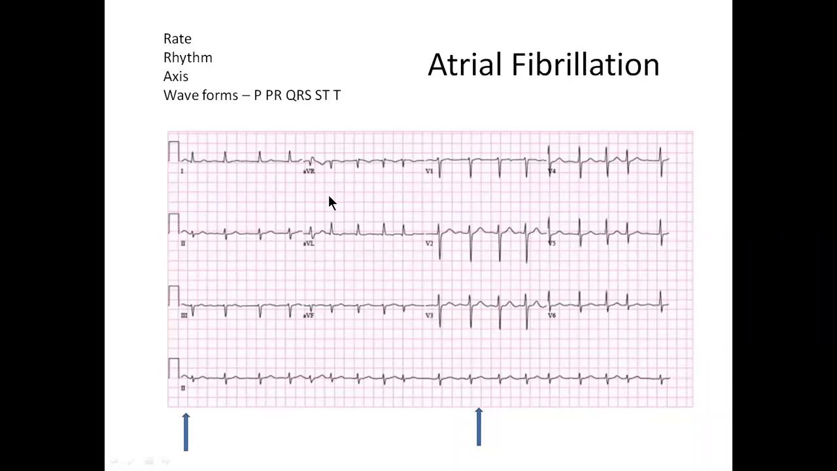Now, so far what we learned was this patient has a rhythm which is 110 beats per minute, and it is irregular. Since the QRS is thin, we know that this rhythm arose from the atria, and hence an irregularly irregular rhythm is called atrial fibrillation.